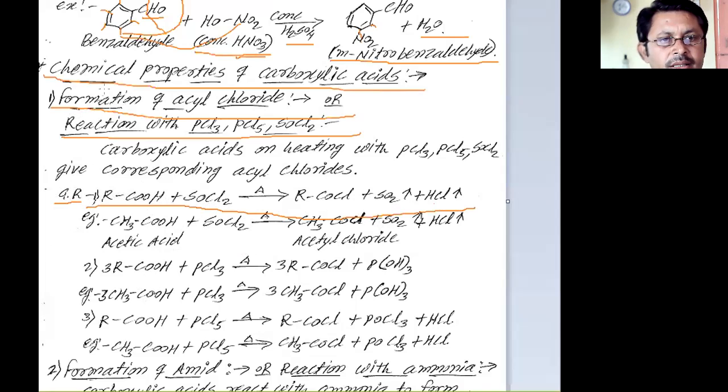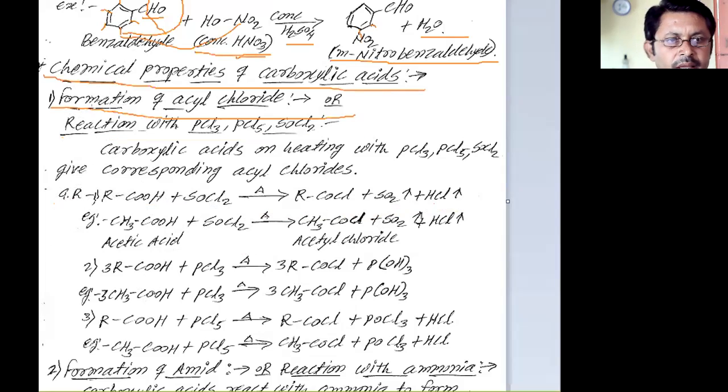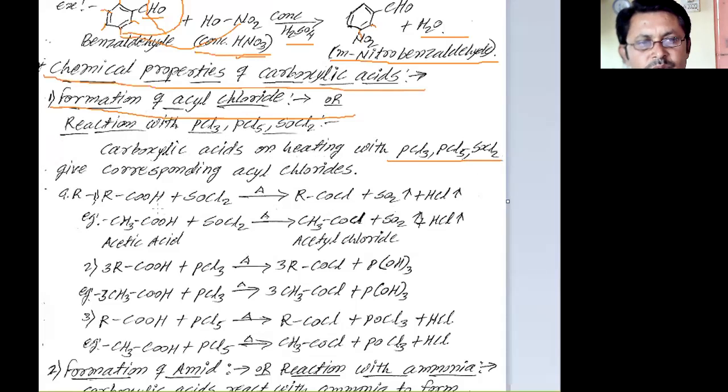See here, the chemical properties of carboxylic acid. First, formation of acyl chloride, or reaction with PCl3, PCl5, SOCl2. Carboxylic acids on heating with PCl3, PCl5 and SOCl2 separately give the corresponding acyl chloride.